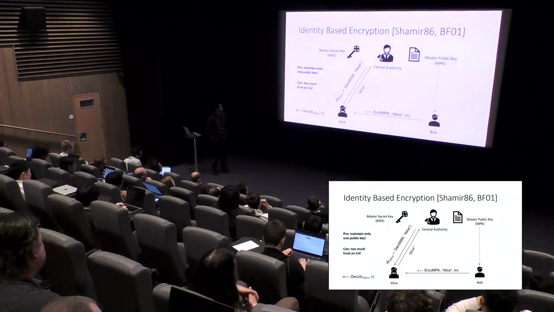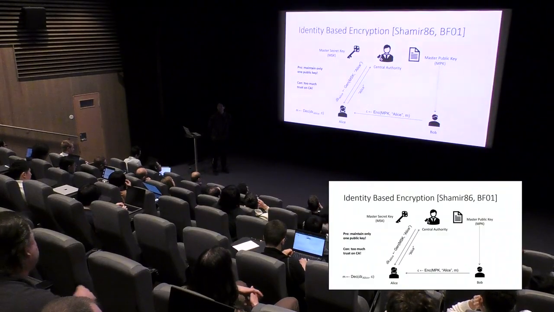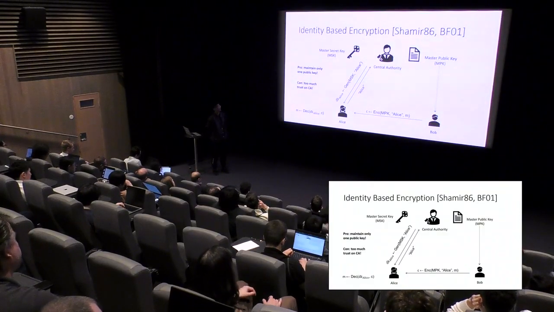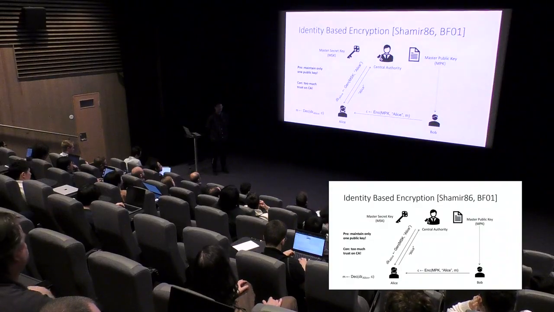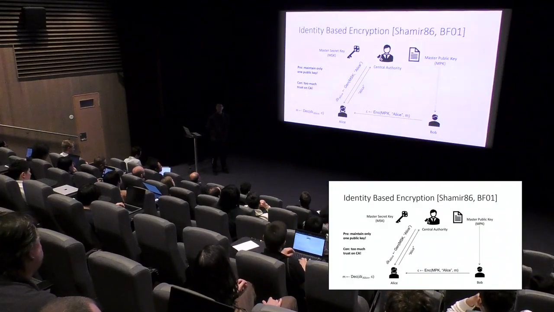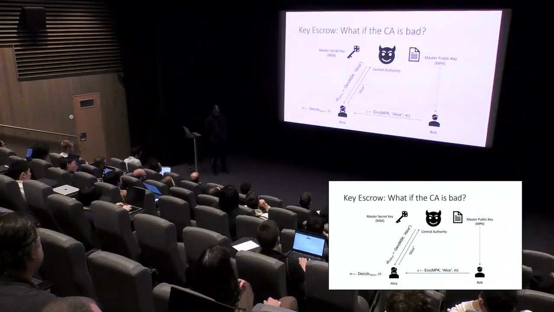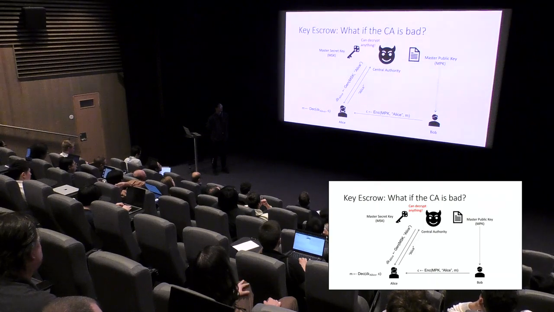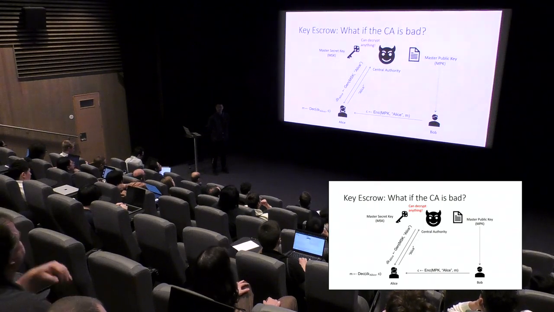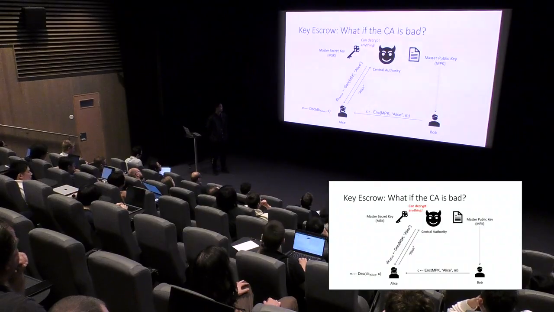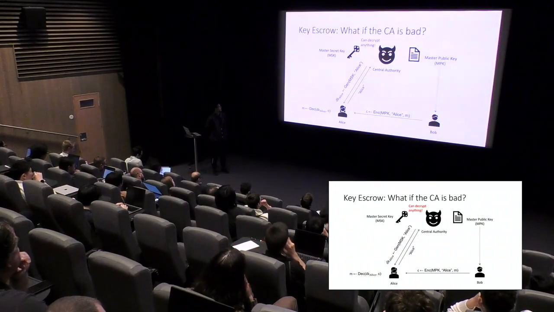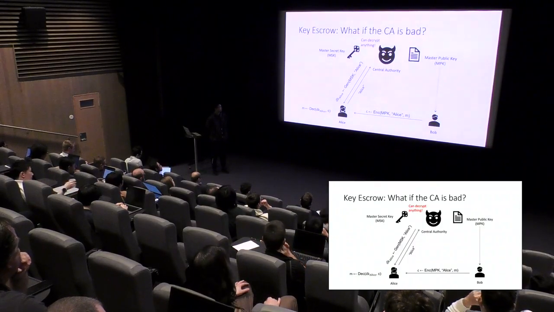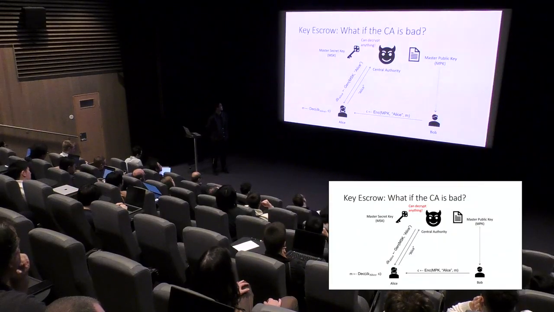One of them is that we are putting way too much trust in the central authority. The scheme behaves really well if the central authority is honest, but what if the central authority is bad? When this happens, since the central authority has the master secret key, it can generate whatever decryption key it wants and thus be able to decrypt whatever message it wants. And since the introduction of identity-based encryption, various approaches have been proposed to address this issue.